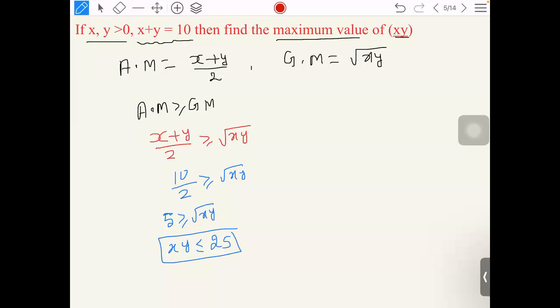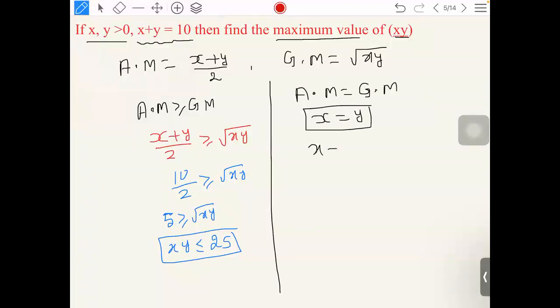Now, if I ask you, what is the value of x and y for this? In that case, AM is equal to GM, and equality holds when all the terms are equal. That means x equal to y. If x equal to y and x plus y equal to 10, then what we understand? x equal to y is equal to 5. That means, yes, Aditya, x equal to y is equal to 5.